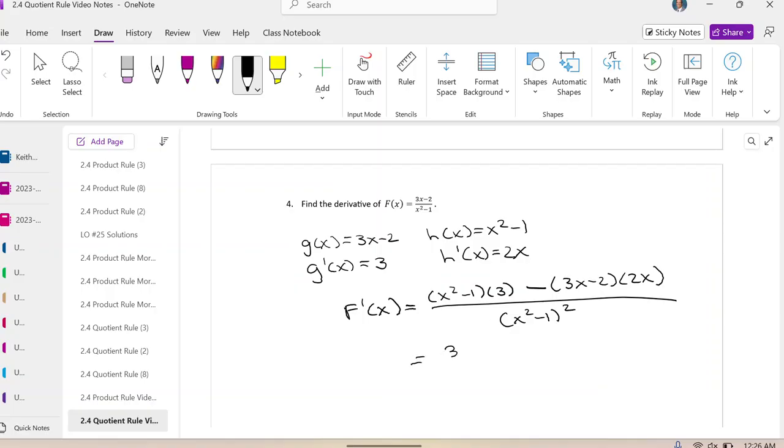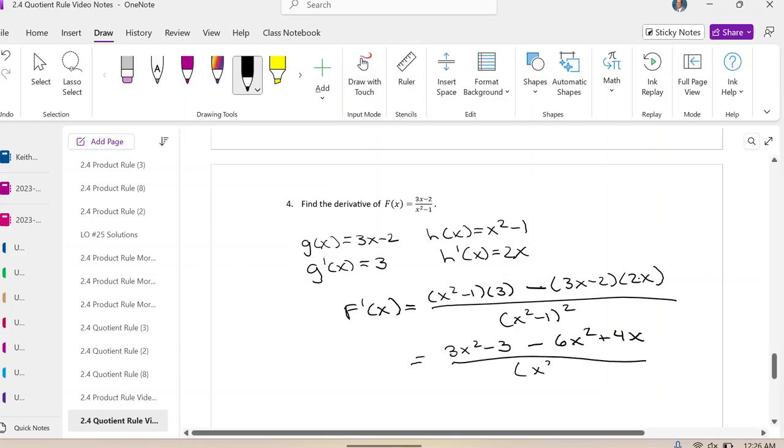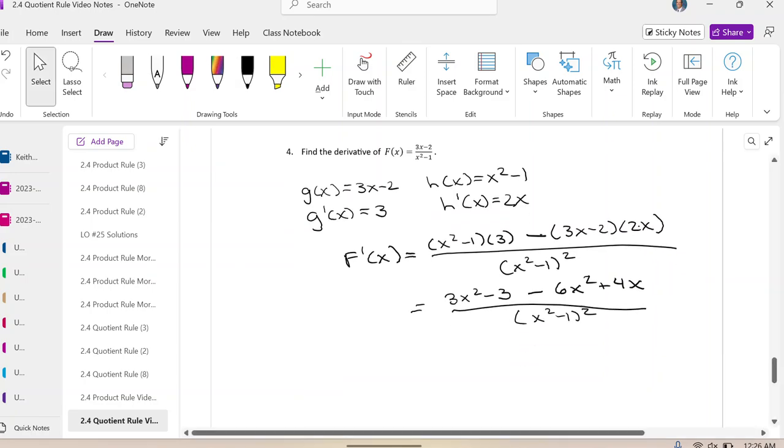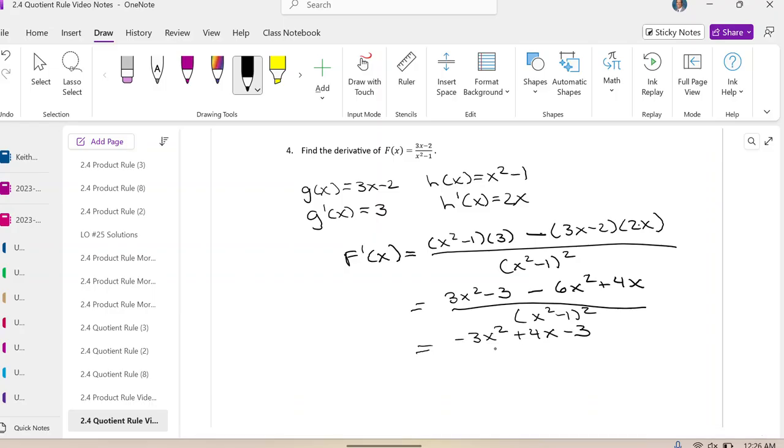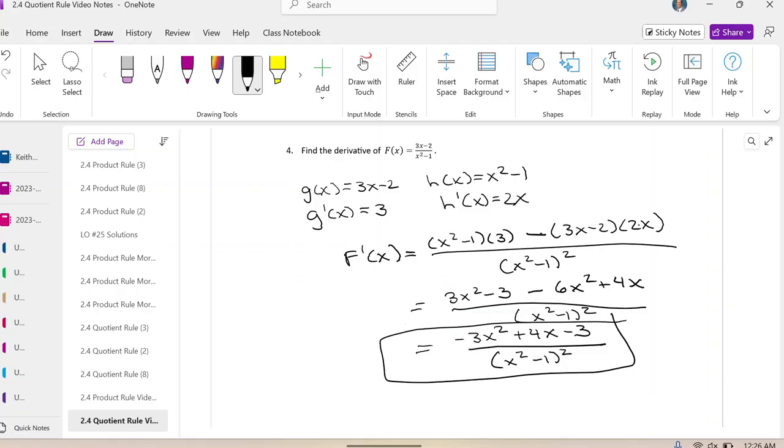So when you distribute, you get 3x squared minus 3. And here you get minus 6x squared plus 4x, because you're going to distribute the minus with the 2x, all over x squared minus 1 squared. So then when you combine like terms, you get negative 3x squared plus 4x minus 3 all over x squared minus 1 squared. And that is your derivative. That is f prime of x.